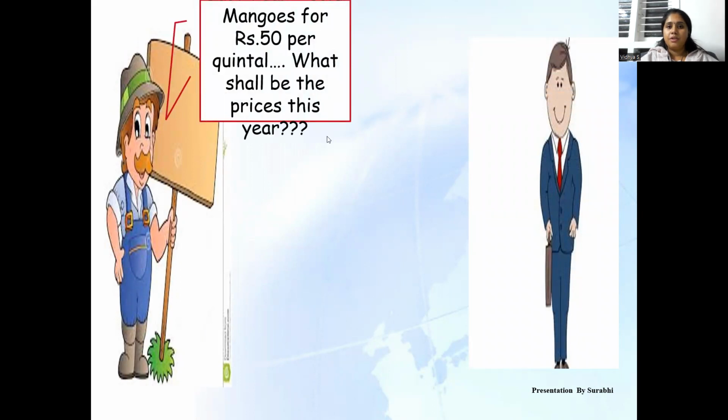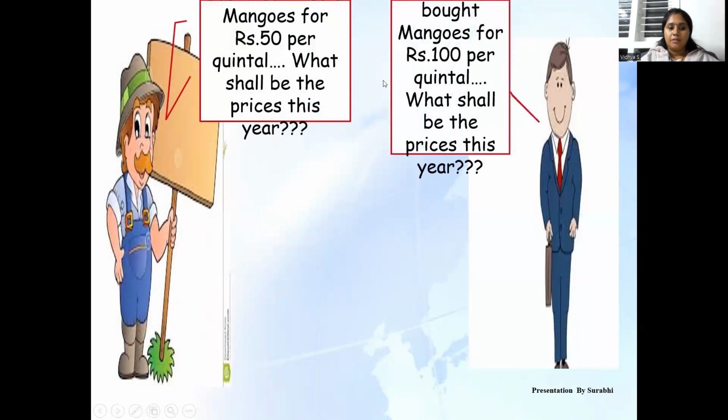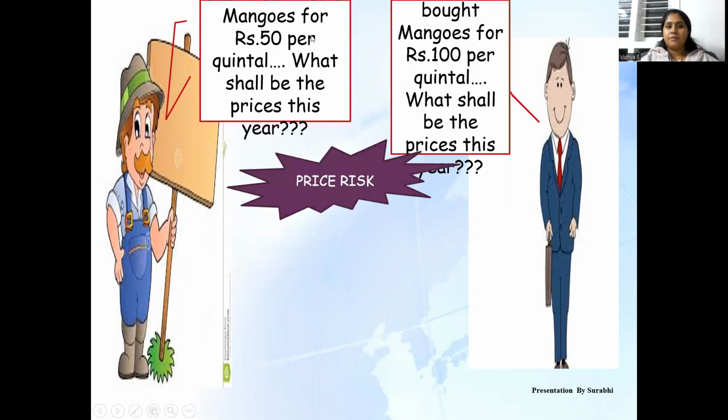Now we will go to a situation. Mangoes for rupees 50 per quintal. What shall be the price for this year? Now, he bought mangoes for rupees 100 per quintal. What shall be the prices for this year?